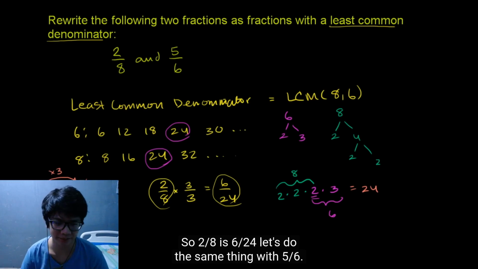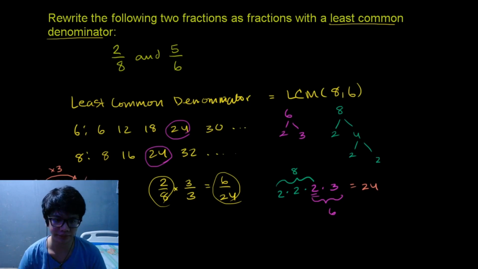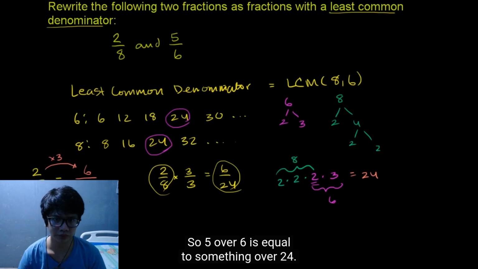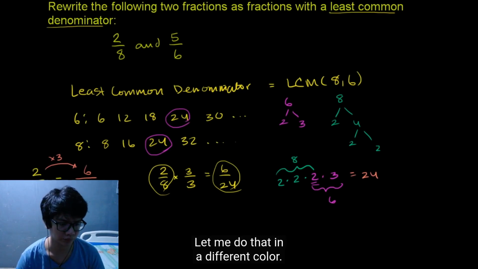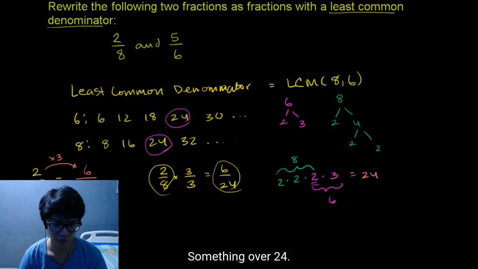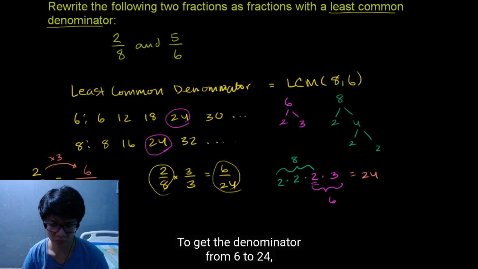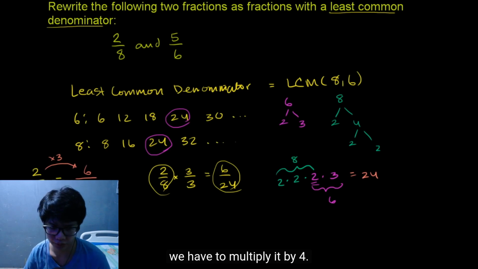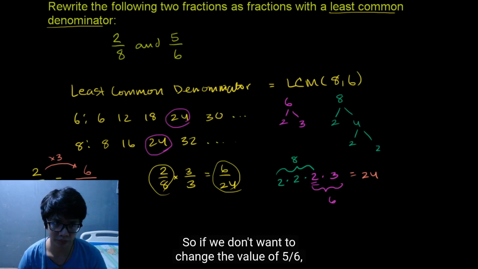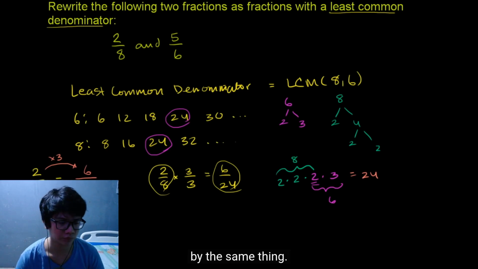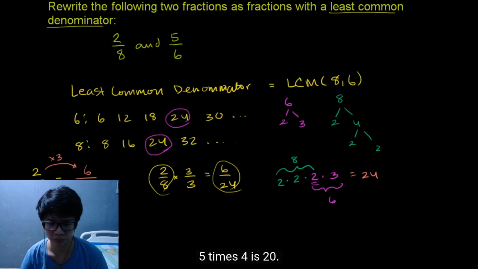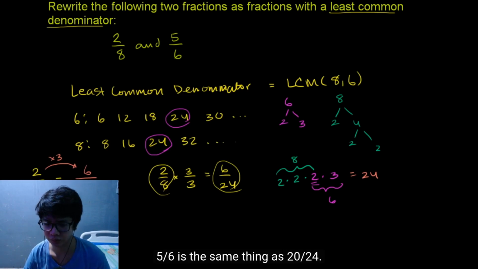Amazing. And let's do the same thing with 5 6ths. So 5 over 6 is equal to something over 24. Let me do that in a different color. I'll do it in blue. Something over 24. To get the denominator from 6 to 24, we have to multiply it by 4. So if we don't want to change the value of 5 6ths, we have to multiply the numerator and the denominator by the same thing. So let's multiply the numerator times 4. 5 times 4 is 20. 5 6ths is the same thing as 20 24ths.